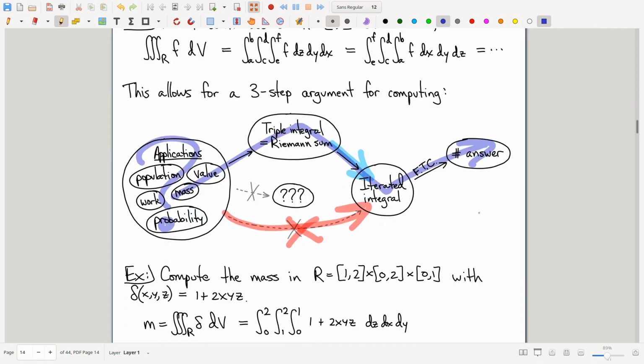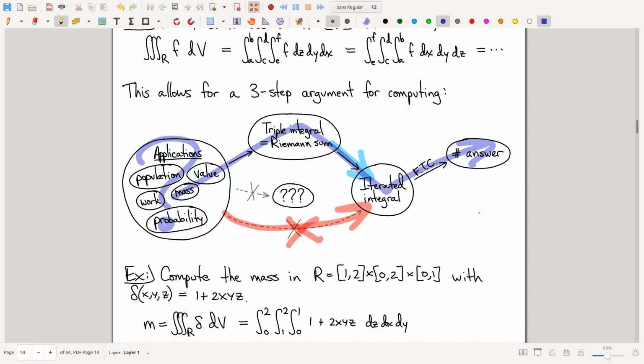Right? Once you have a triple integral, you can rewrite it as an iterated integral. We're going to spend a bunch of time talking about this second part of the strategy. And then at the end, plug and chug, fundamental theorem over and over again. Nothing to that. I mean, we'll do some examples, but it's pretty much as you would expect.